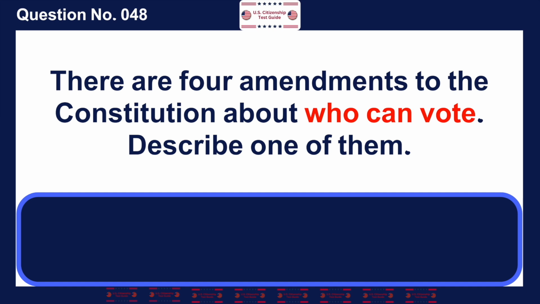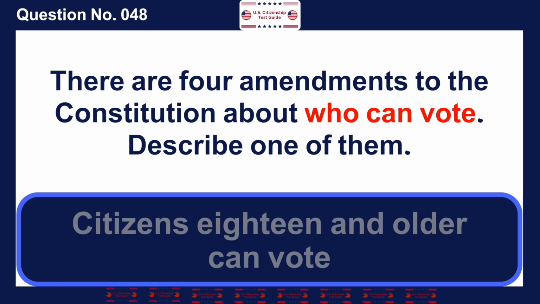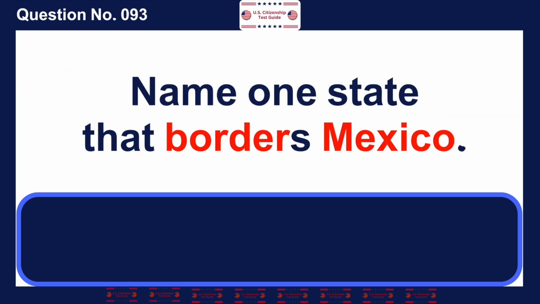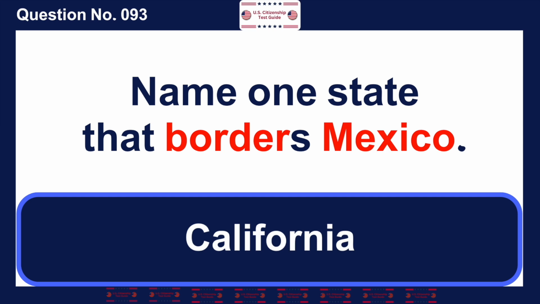There are 4 amendments to the Constitution about who can vote. Describe one of them. Citizens 18 and older can vote. Name one state that borders Mexico. California.